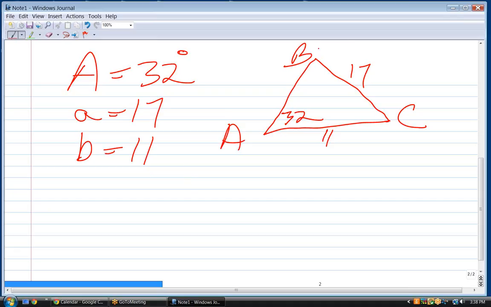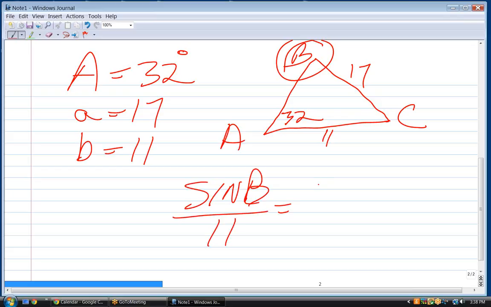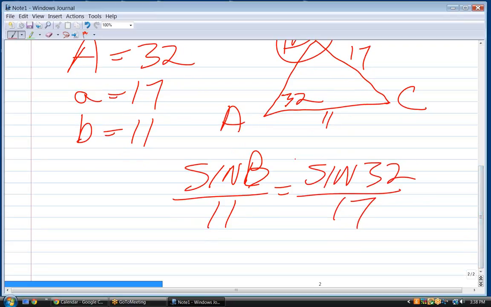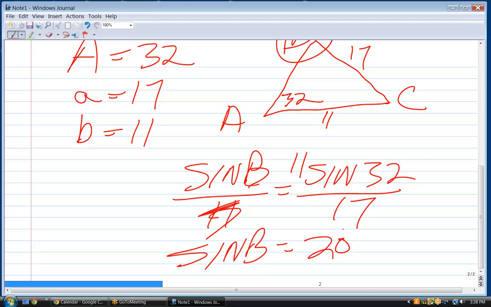So let's do this. If I'm solving for angle B, that's my first step. Then let's put it in the numerator. Sine B over 11 equals sine 32 over 17. Multiply both sides by 11 to come up with sine B. B is 20 degrees, and the supplementary angle is 160 degrees. Is the 160 possible? No. So we have our triangle. B was 20.